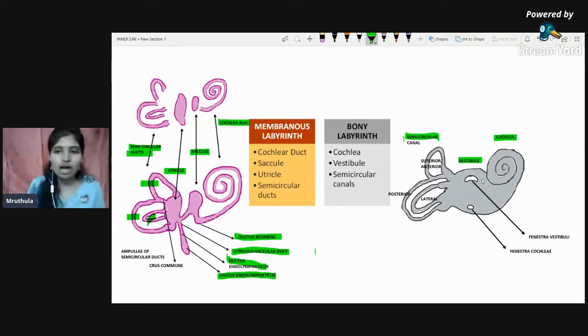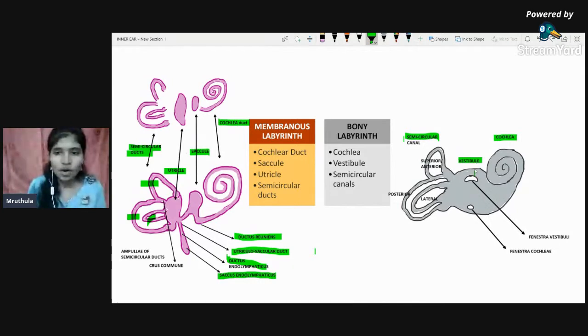Vestibule on the bony aspect has 2 openings, the fenestra vestibuli and fenestra cochleae. Know the names of these openings. Then this vestibule has 2 walls, the medial wall and the lateral wall. The medial wall and the lateral wall are the important parts of the vestibule.